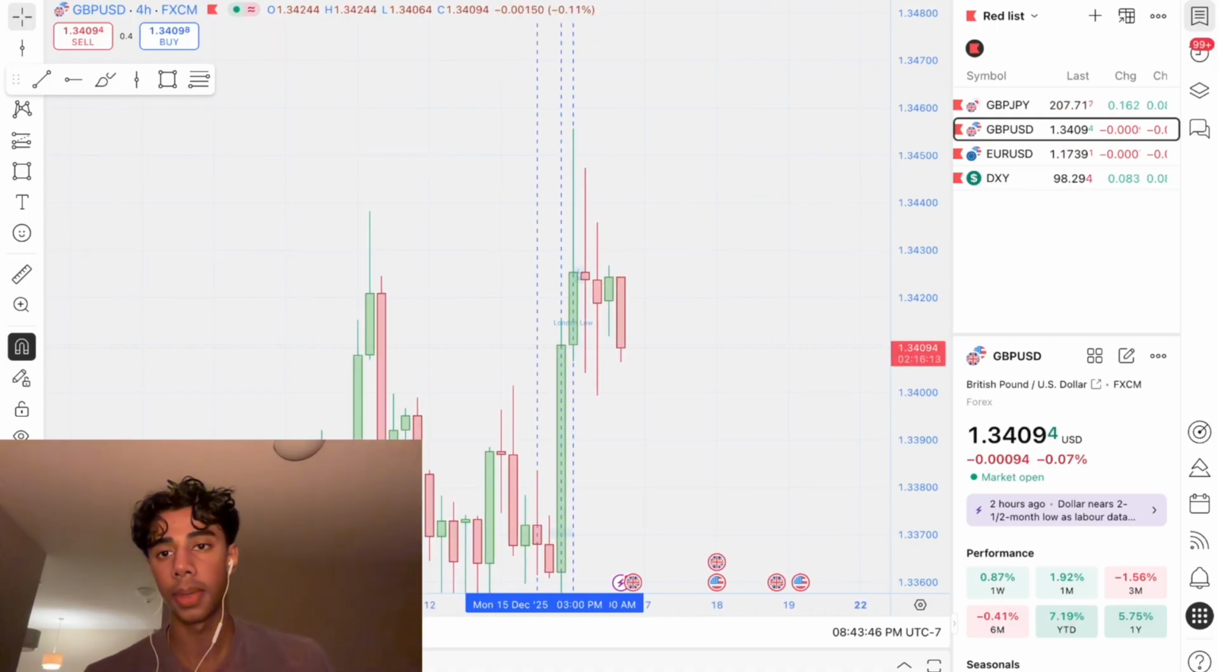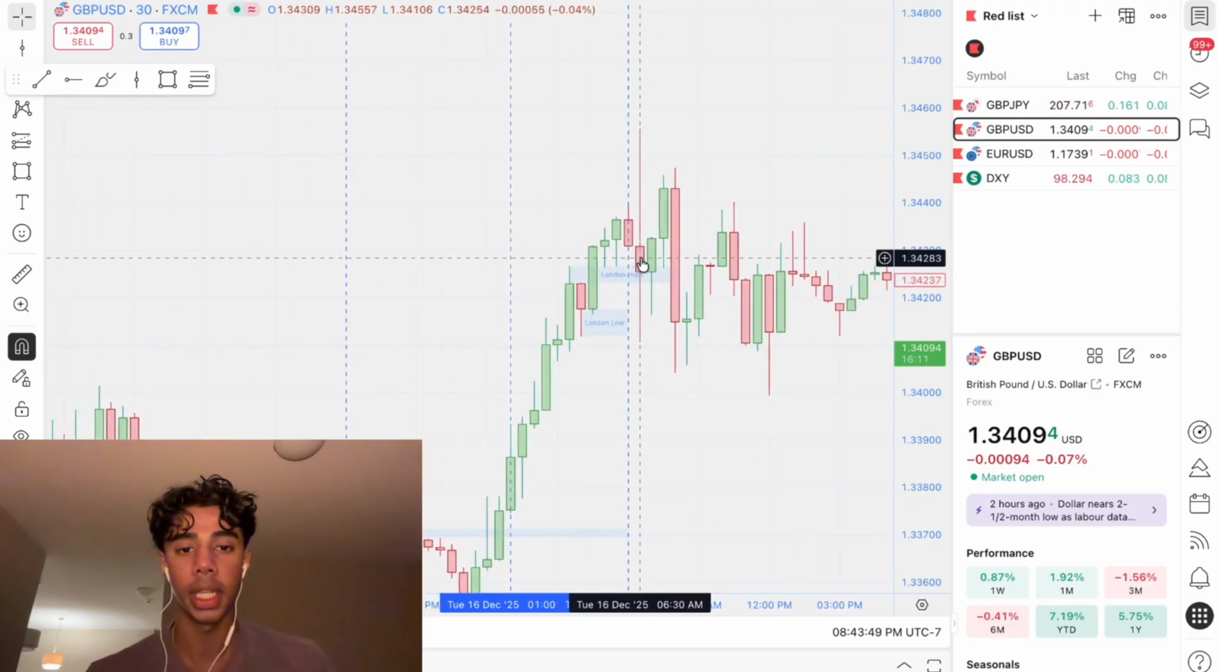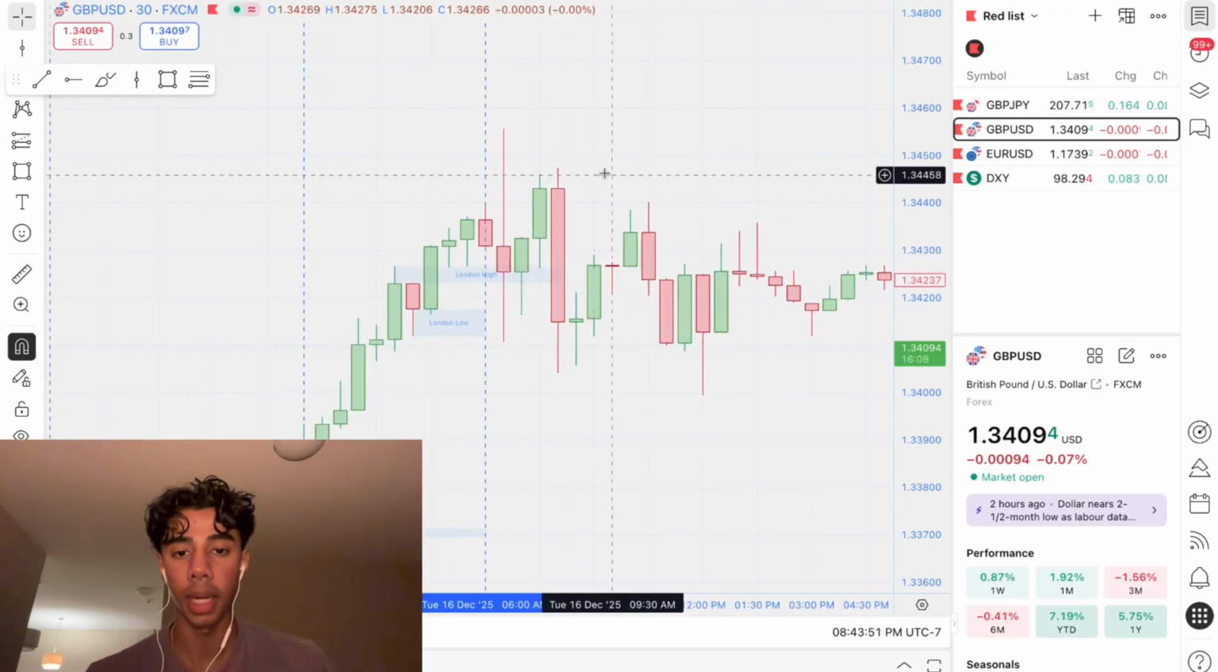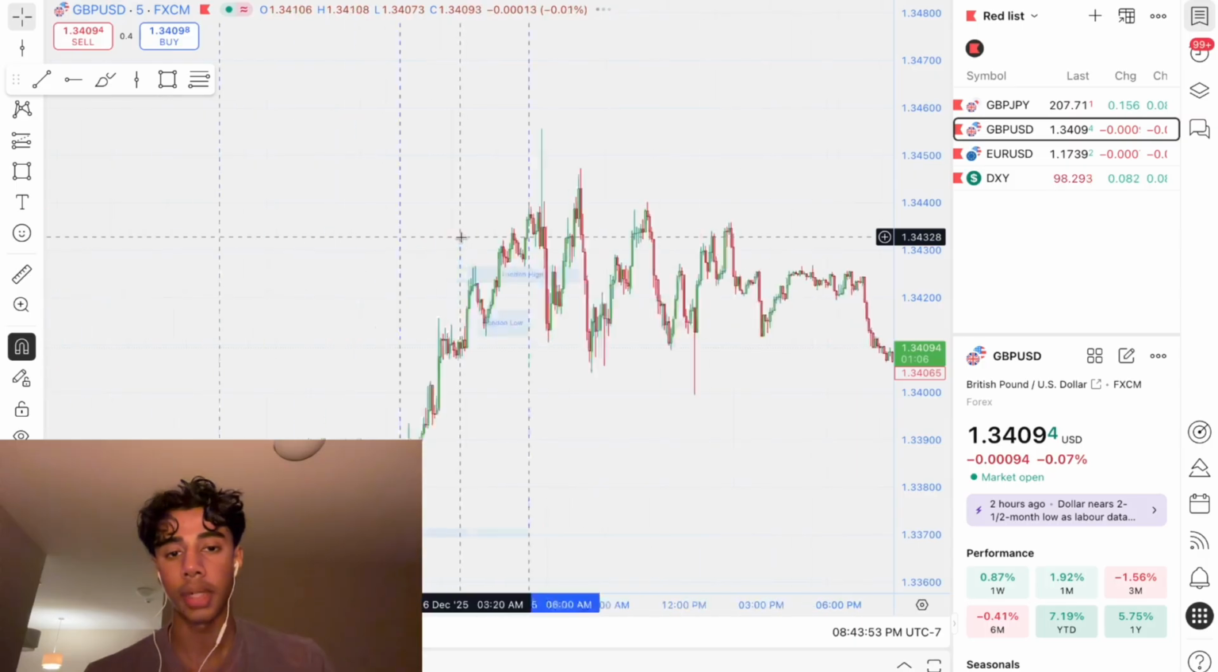4 hours bullish going into market open. Again, very similar thing to Euro USD. We're bullish. We don't have any highs to target, and we don't have any lows. So that's why I didn't take anything.